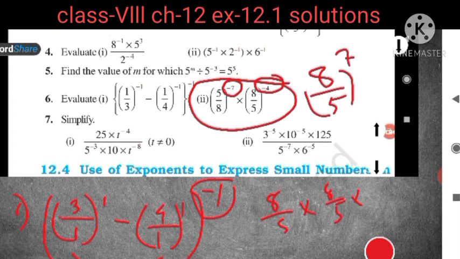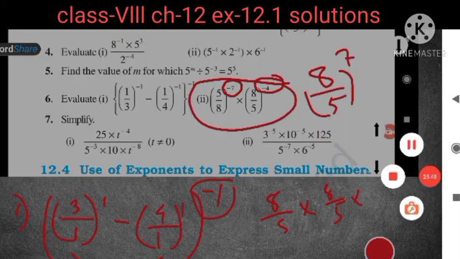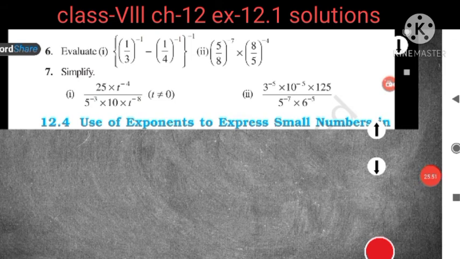Now come to the next question, question number 7. Simplify. Simplify means you will not write them in the power notation, you will find the value.